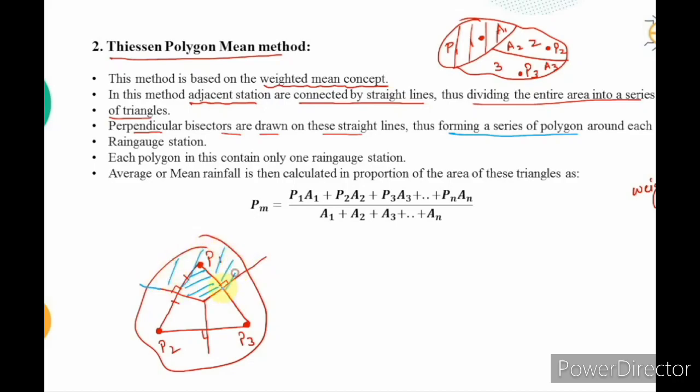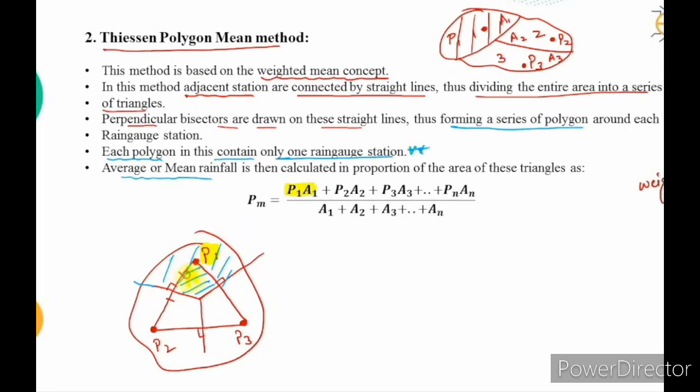The area of the triangle is proportional. This calculates the average or mean rainfall. So the formula is: mean or average rainfall equals P1 of stations times A1 area, plus P2 times A2 area, plus P3 times A3 area, and so on, divided by A1 plus A2 plus A3 up to AN, the sum of the areas. That calculation gives us the mean rainfall. That is the second method.